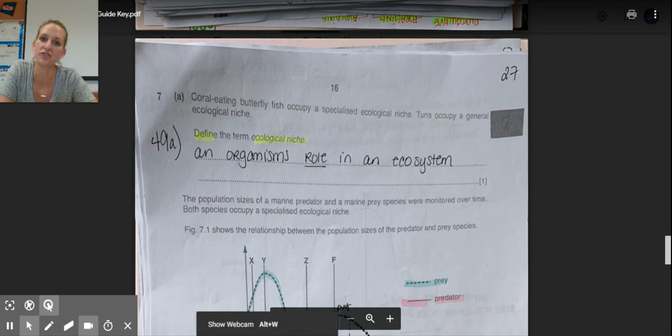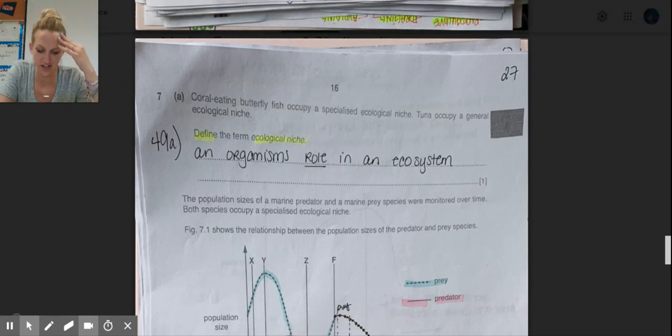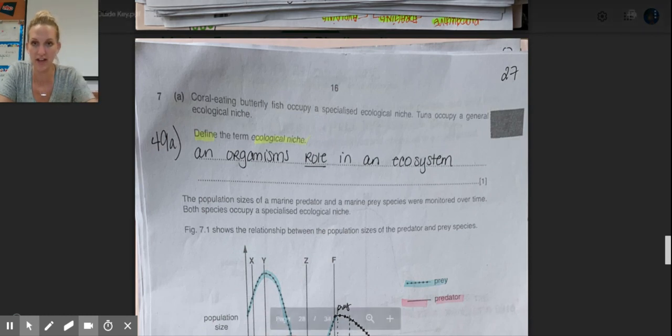Okay, and define an ecological niche. It's an organism's role in its ecosystem. So that will just take us through learning outcome A, and we'll pick it up with learning outcome B.